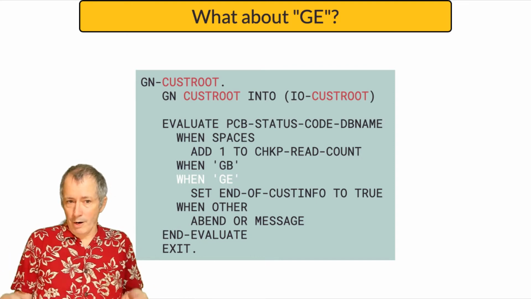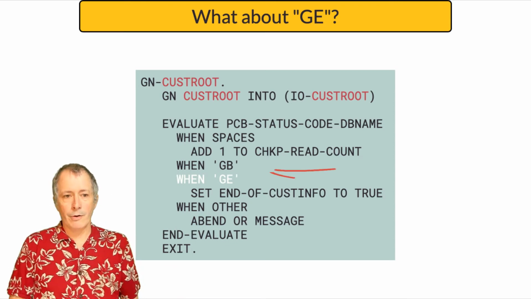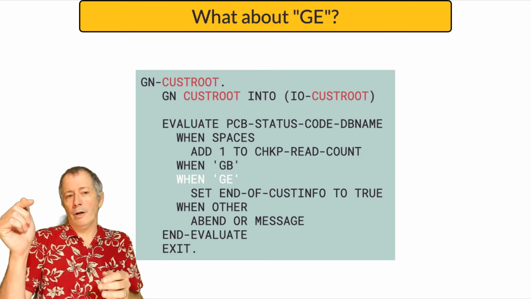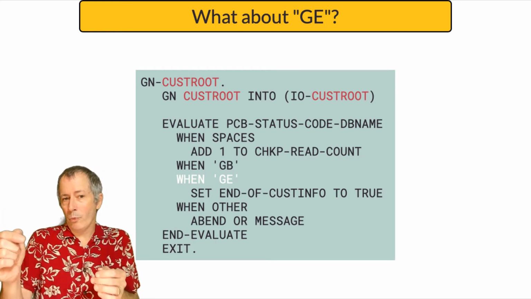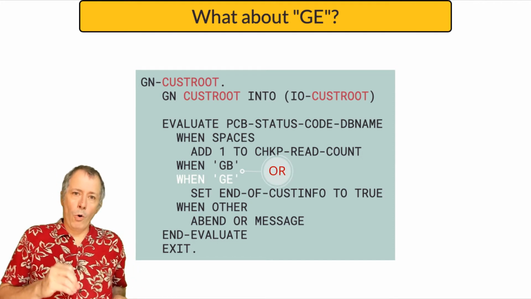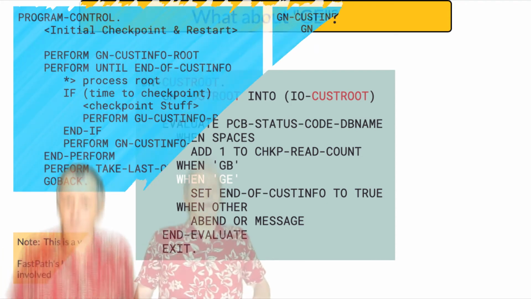If it makes you feel better, the GE can be included in the evaluator as shown here. There's an implied OR between the WHEN GB and the WHEN GE. In other words, when GB or when GE, set the end of database condition to true.